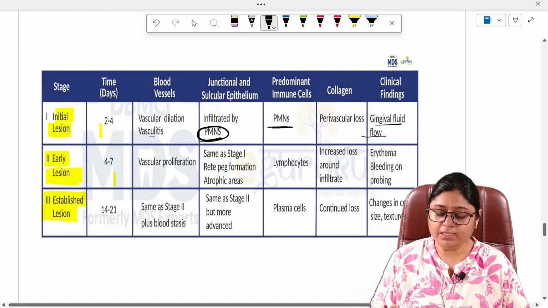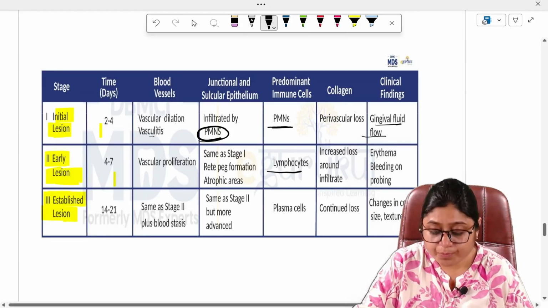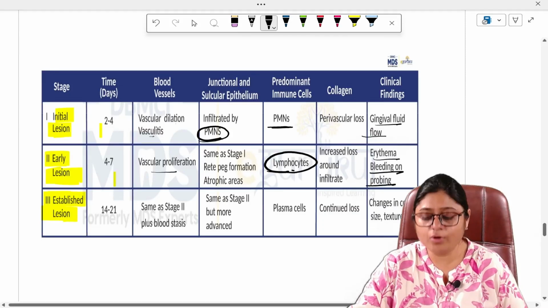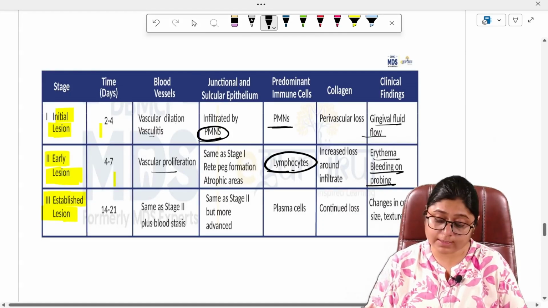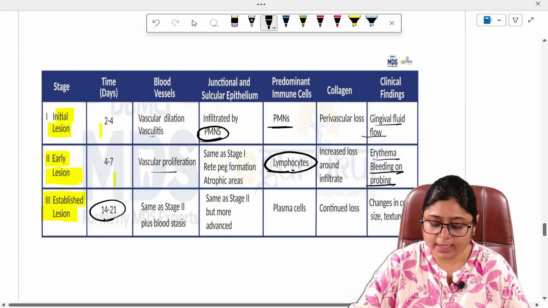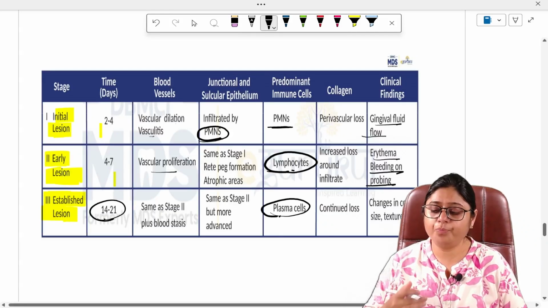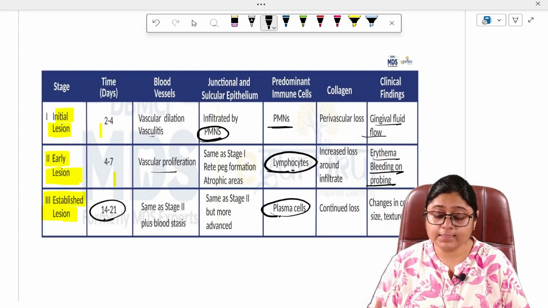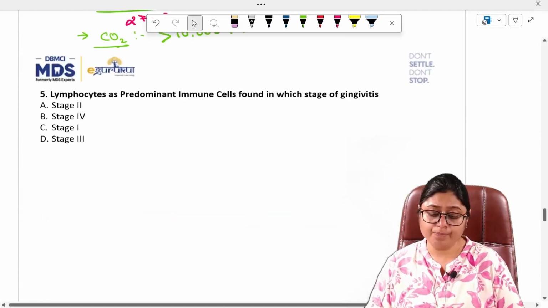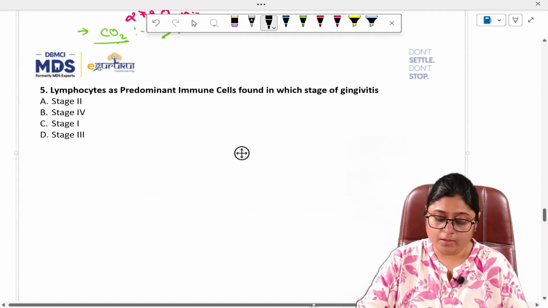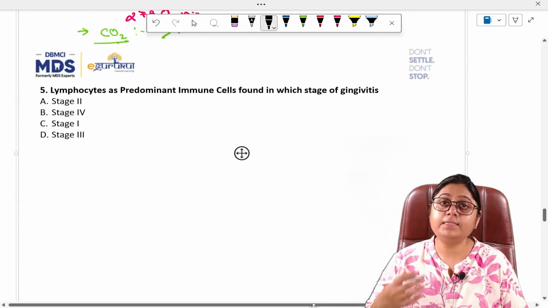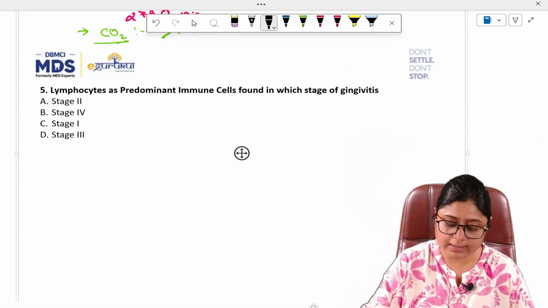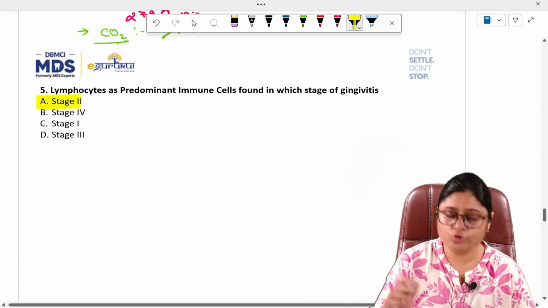At 4 to 7 days, meaning within 1 week, there was predominance of lymphocytes, vascular proliferation, and bleeding on probing was also seen in the dogs. And at 14 to 21 days, the plasma cells were the cells which predominated, and there was a change in the color, contour, and consistency of the gingiva. So here, stage 2, lymphocytes. It is asked that lymphocytes are predominant cells in gingivitis, in which stage? We have studied that it is stage 2. So the answer here is stage 2.